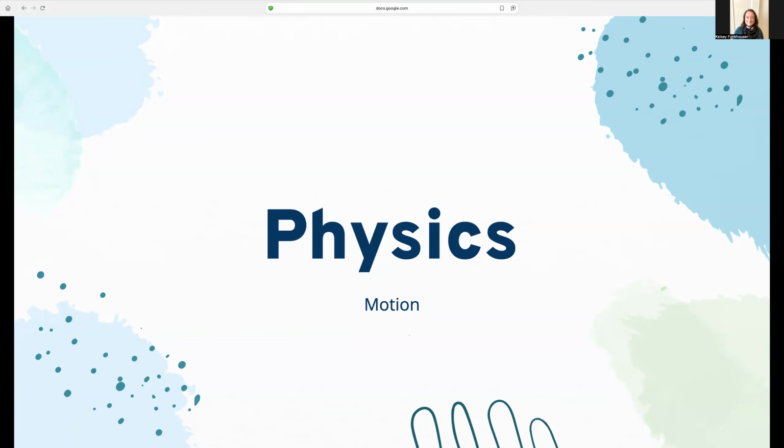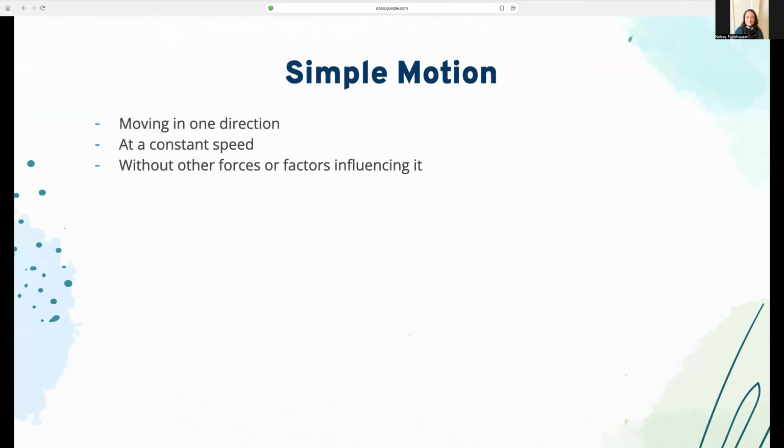Hello, let's talk motion. Let's start out with simple motion. I define simple motion as an object moving in one direction at a constant speed without other forces or factors influencing it. An example might be a ball rolling across the floor, but it would need to be a relatively smooth floor so that we don't have to worry about friction slowing it down.